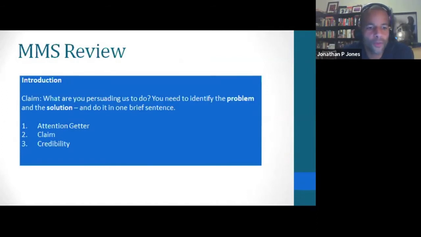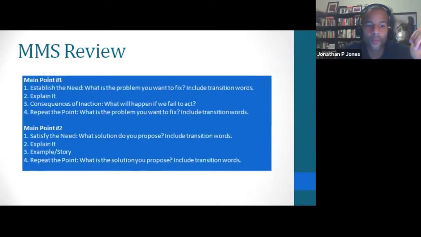So I went over the whole thing in the introduction. We've got 3 parts. We start with attention getter like we've been doing. Then you're going to have claim where you introduce the problem and the solution and address credibility like we've been doing. In main point 1, you've got to establish the need, tell us what the problem is, explain that problem, talk about the consequences of inaction, what's going to happen if we don't act, if we don't change this, you know, and then repeat that problem. Okay, so that's a little bit about that problem.